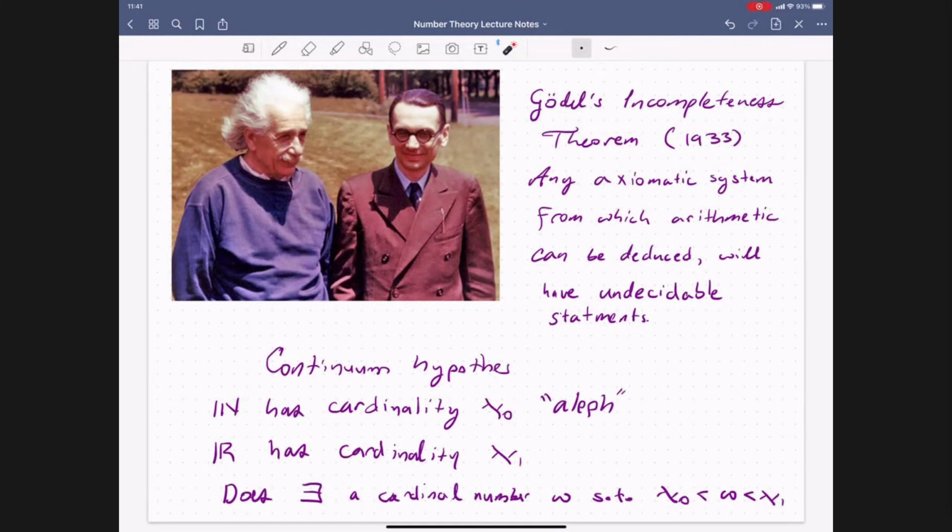But it's one of those statements that we are unable to prove whether such a cardinal number exists or not. To make matters worse, we can develop our axiomatic system to assume that there is one and everything remains consistent, or take the negation of that statement, that there is not an omega in between, and the system also remains consistent. And so that's just a little side story for you all.